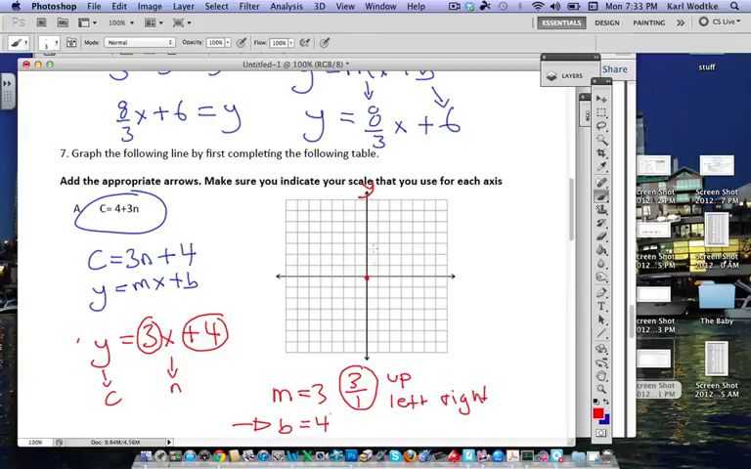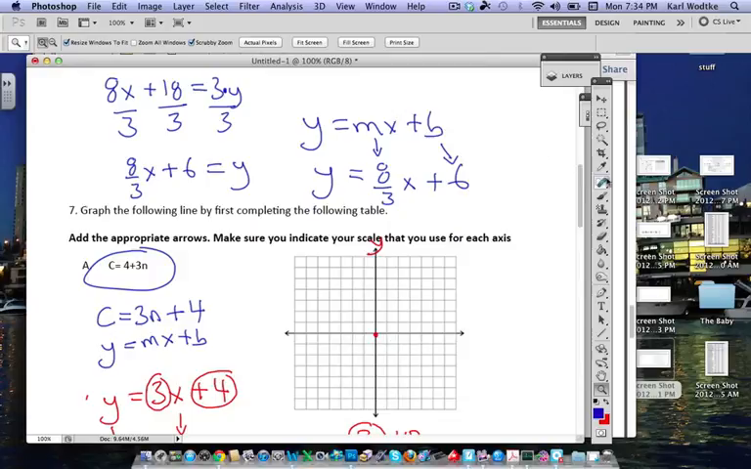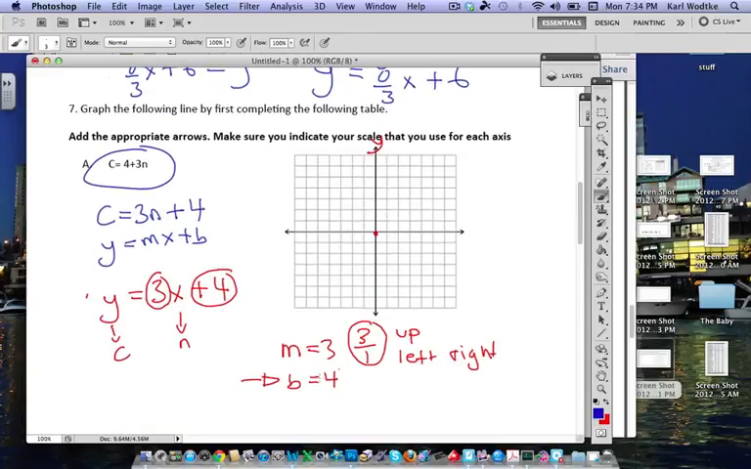So you always start from here and you go, okay, my first dot is going to be, whoa, what happened there? Sorry about that. There we go. Your first dot is going to be 4. So it's telling you it's crossing at 4. So 1, 2, 3, 4. So the first dot in your graph is there.